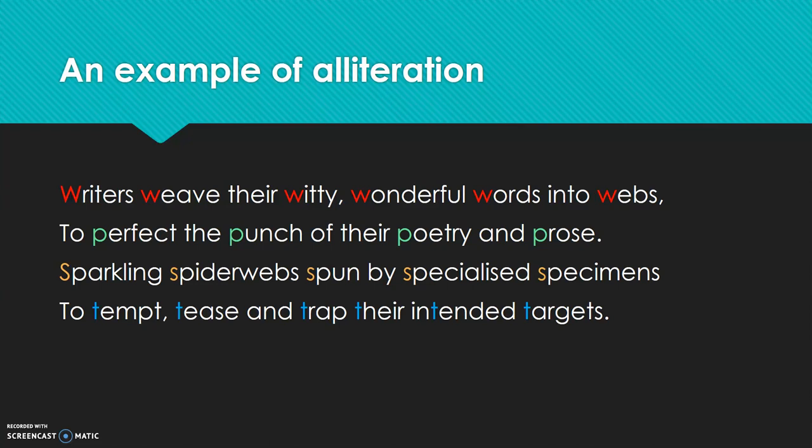So here we've got 4 examples of alliteration. Writers weave their witty, wonderful words into webs to perfect the punch of their poetry and prose. Sparkling spiderwebs spun by specialized specimens to tempt, tease, and trap their intended targets. So you can see that I've highlighted all of the repeated consonants and repeated consonant sounds in color. In the first sentence, all the W's are repeated, all the P's are repeated in the second, all the S's are repeated in the third, and all the T's are repeated in the fourth.